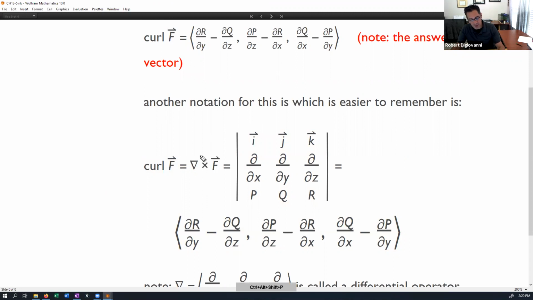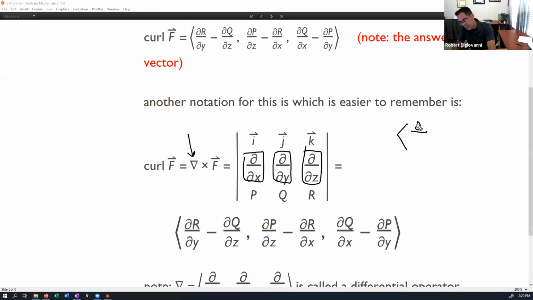We had this idea of a gradient. The gradient is the partial derivatives. If you take the partial derivative with respect to x, y, and z, and look at them as a vector, which is kind of strange because they're not really vectors, then we can define that to be this gradient. And then you cross it with the field.